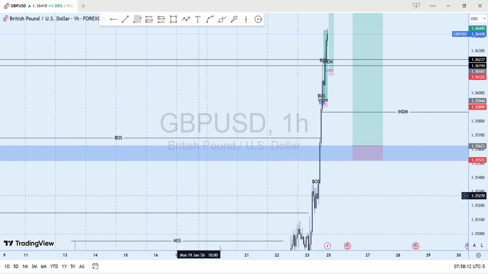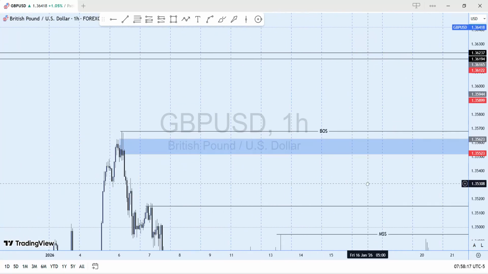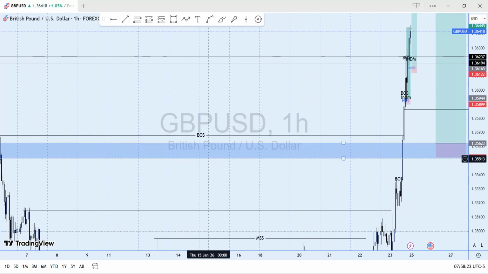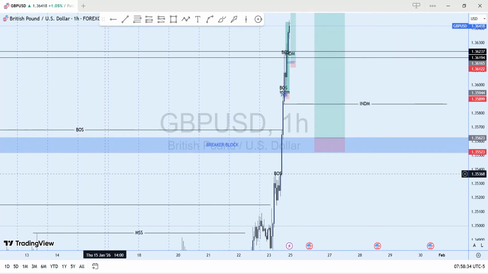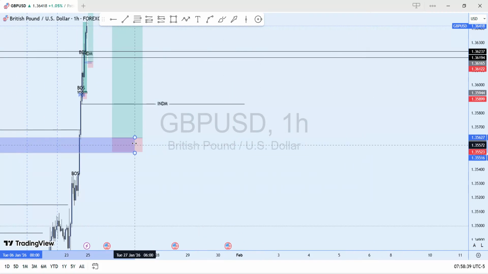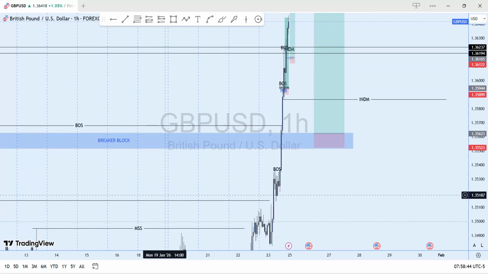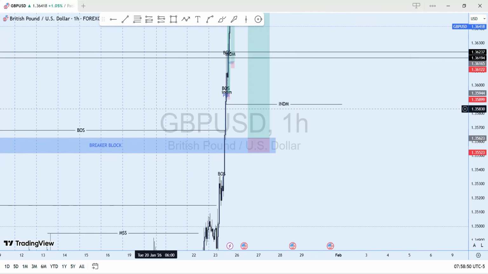As the market broke this structure, it has an order block, a failed order block, which became now our breaker block, right? Which became our breaker block. So we don't know if the market might come back to it. But at the same time, if the market comes back to it, it's okay.